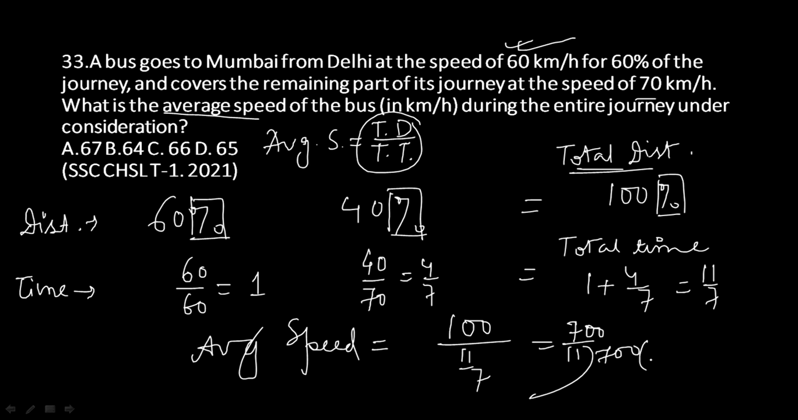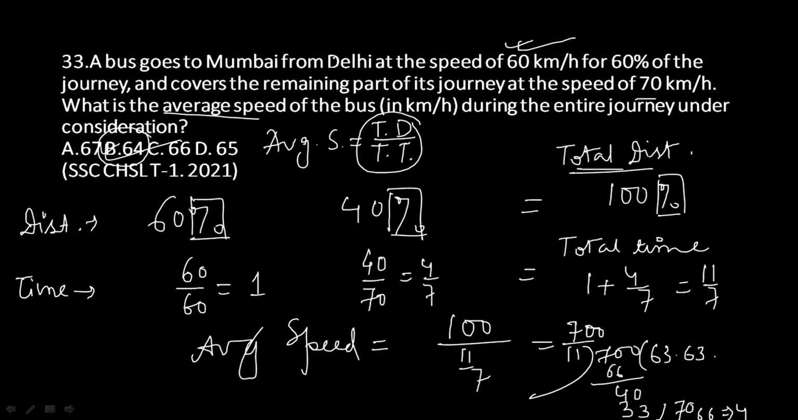So it will be 6, 66, 403 and 33, remaining 7. So it will be 6. So it's 66, remaining will be 4. So it will be 3. So it will go like this, 63.63 means 64. It is approximately 64 km per hour is the average speed.